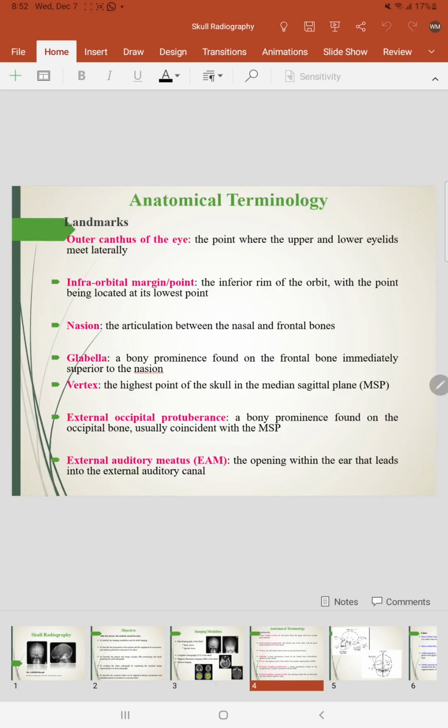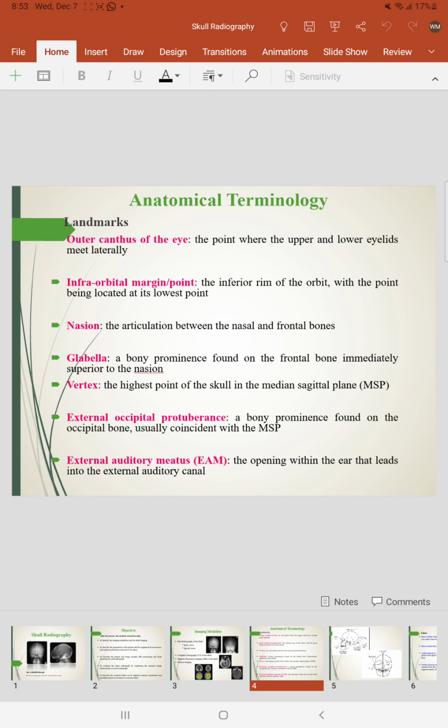Now we are learning about the anatomical terminology. First, landmarks. The outer canthus of the eye. It means the point where the upper and lower eyelids meet laterally. Then, infraorbital margin or infraorbital point. It means the inferior rim of the orbit with the point being located at its lowest point.